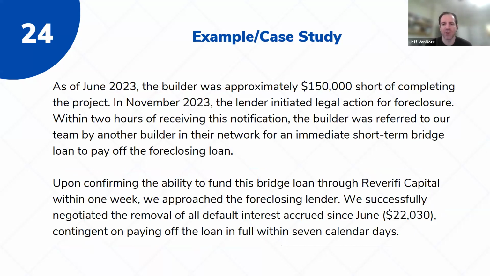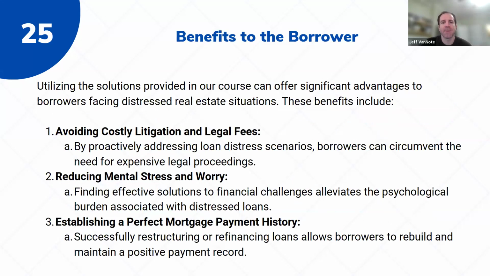In November of 2023, the lender initiated legal action for foreclosure. Within 2 hours of receiving this notification, the builder was referred to our team by another builder in the network for an immediate short-term bridge loan to pay off the foreclosing loan. Upon confirming the ability to fund this bridge loan through verified capital within 1 week, we approached the foreclosing lender. We successfully negotiated the removal of all default interest accrued since June, which was $22,000, contingent upon paying off the loan in full within 7 calendar days.